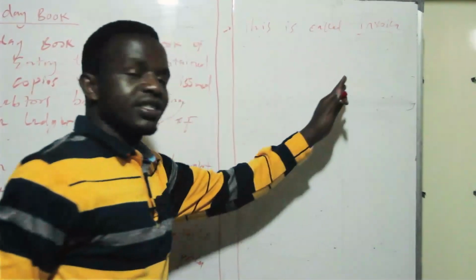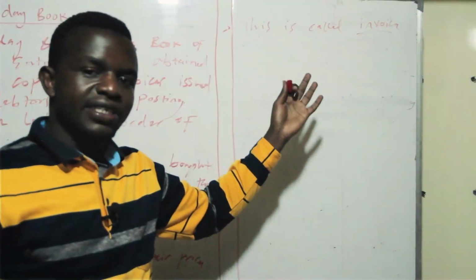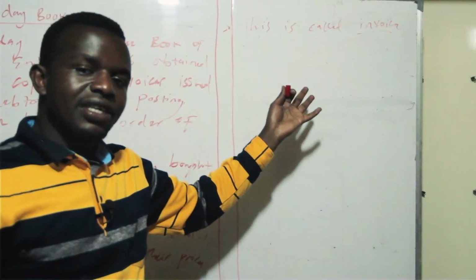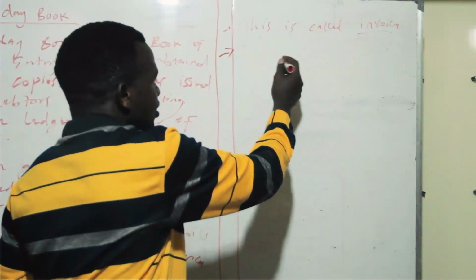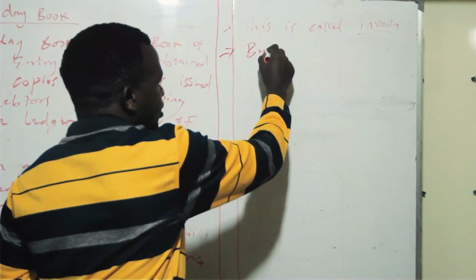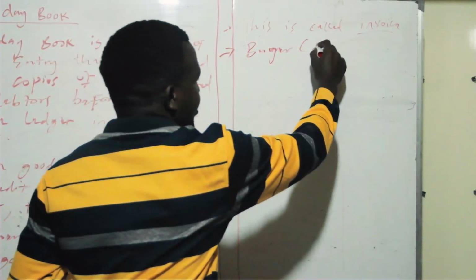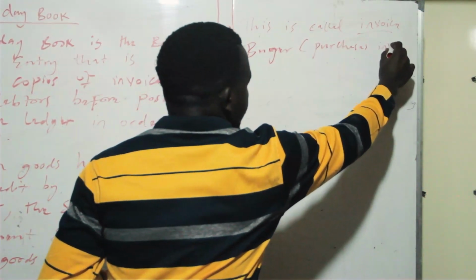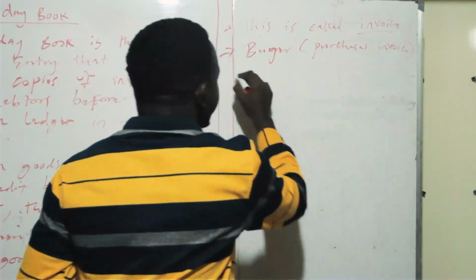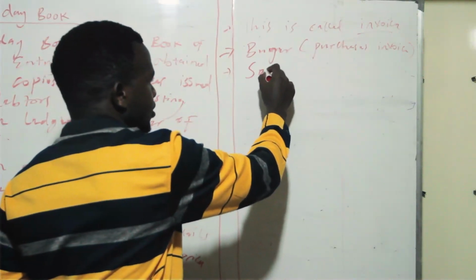So this invoice, from the buyer's side, is referred to as the purchaser's invoice, and from the seller's side, it is referred to as the sales invoice.